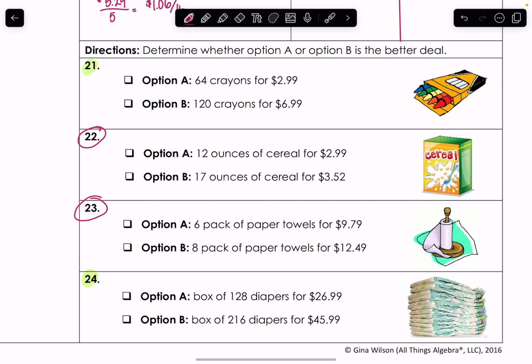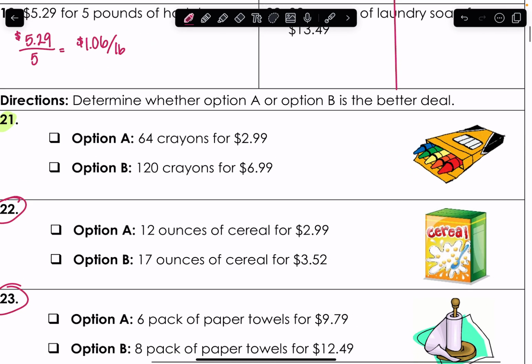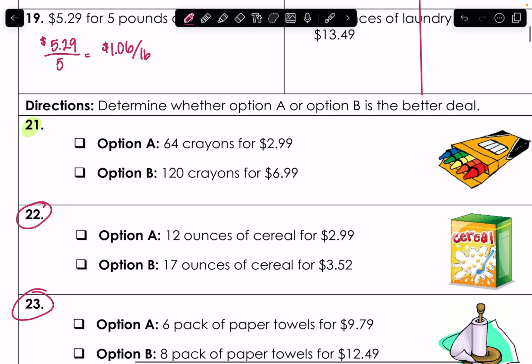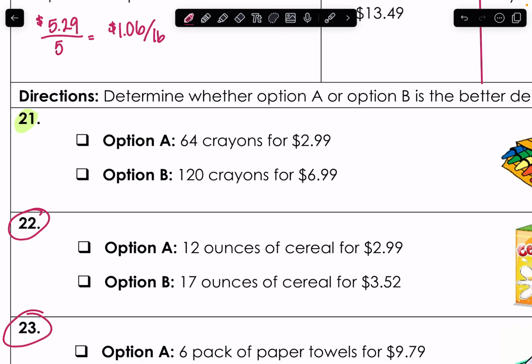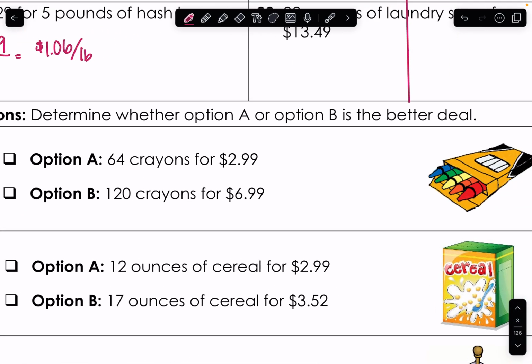Okay, so 21. This is determining whether option A or option B is the better deal, okay? So I want to go for the cheaper option, right? I want to save money. And this is useful, again, when we're at the store. Use this trick to save a little bit of money. I can either get 64 crayons for $2.99 or 120 crayons for $6.99.